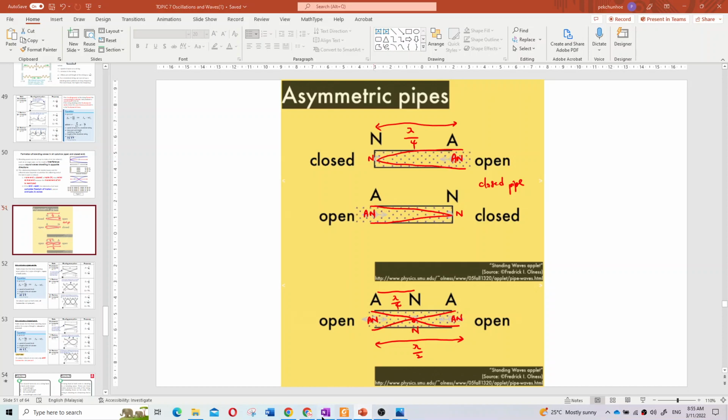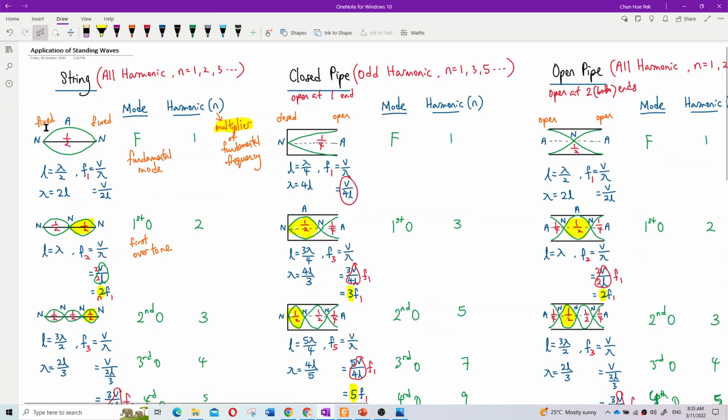Okay, and you already know how to work out how many wavelengths this is. Node to node is half a wavelength. Node to antinode is 1/4 wavelength, and antinode to antinode is half a wavelength. That's the most important. And then you can make the formula.